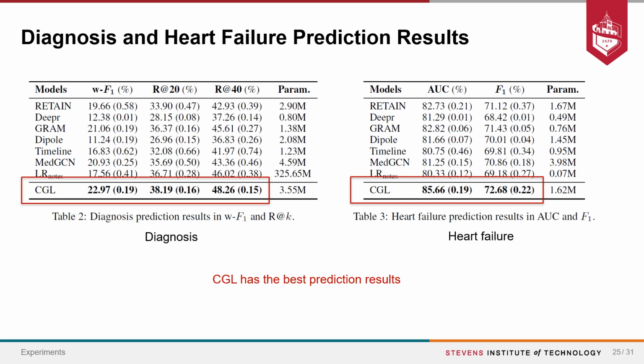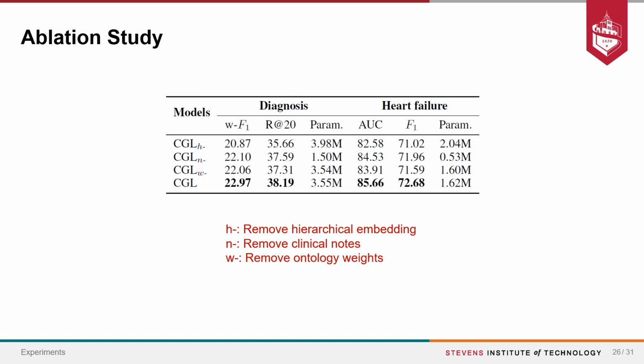Here are the results of diagnosis and heart failure prediction. The evaluation metrics for diagnosis prediction are weighted F1 score and top-k recall. The evaluation metrics for heart failure prediction are AUC and F1. We can see that our CGL model has the best performance. We also demonstrate an ablation study by removing hierarchical embedding, clinical notes, and ontology weights. We see that all the removed parts contribute to the prediction performance.